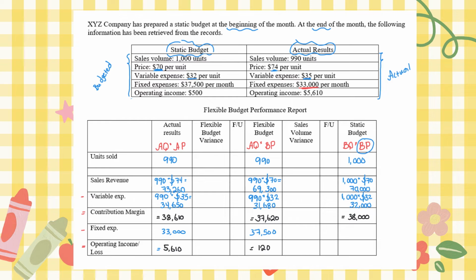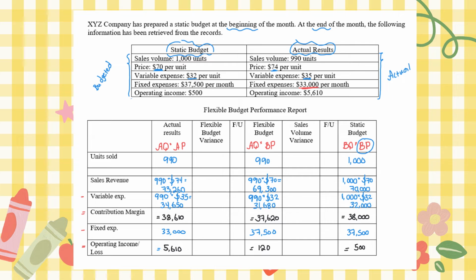It's budgeted, so I'm gonna take the budgeted fixed expenses, which is 37,500. Now contribution margin less fixed expenses equals operating income, which is $500. So now we are done with actual results, flexible budget, and static budget columns. Now we need to find the variances.